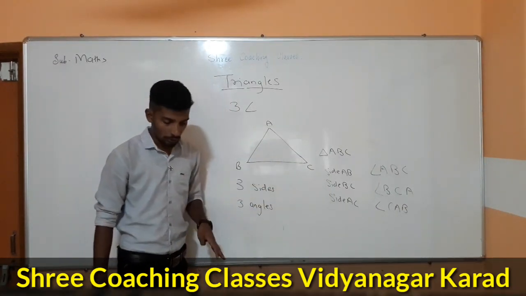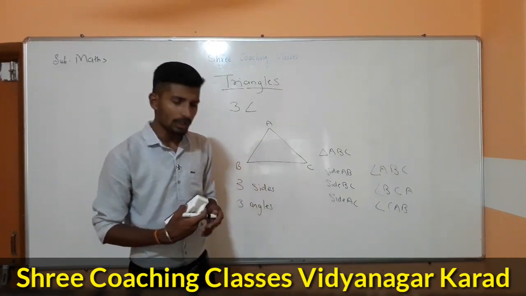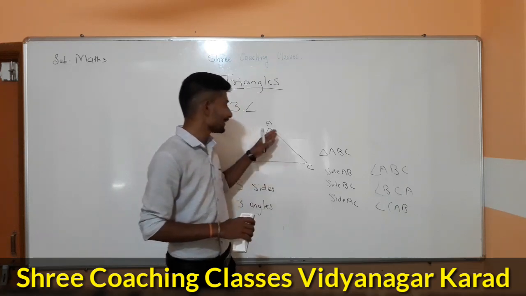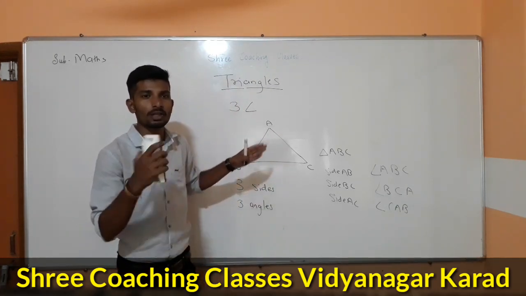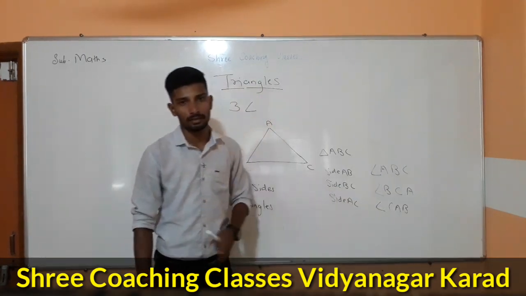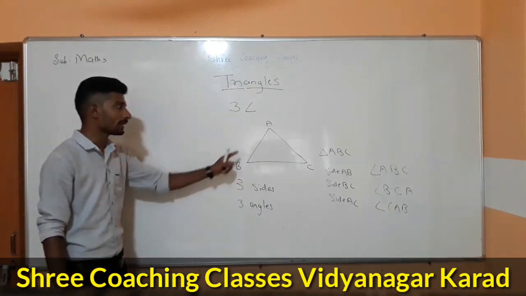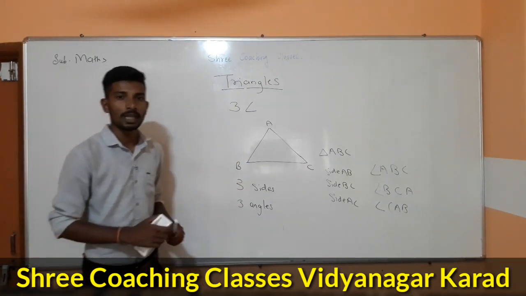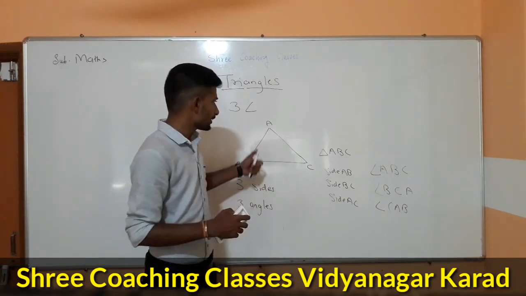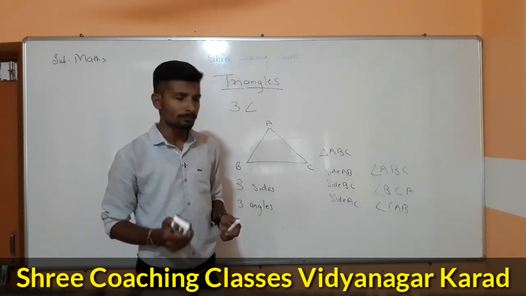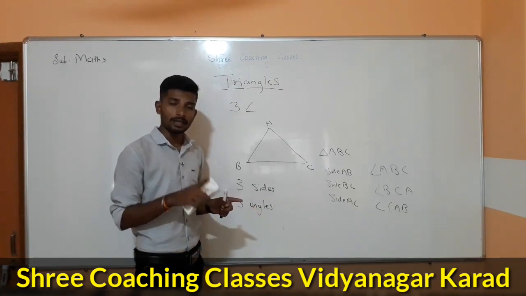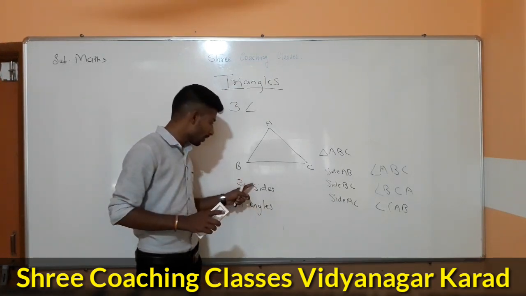You can write in your book: take any triangle, draw a small triangle, name it by any alphabets of your choice, and write the sides and angles of that triangle. These are some properties of the triangle we have seen. Now we have to see the different types of triangles. According to the properties of sides and angles, triangles are divided into types depending upon sides and angles.